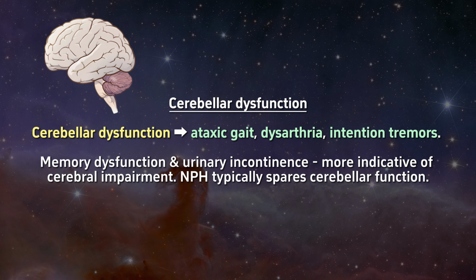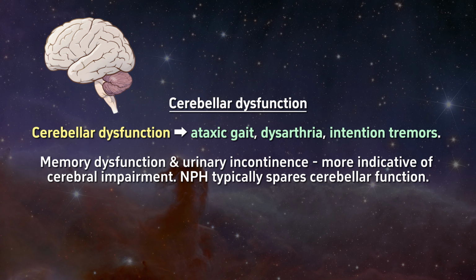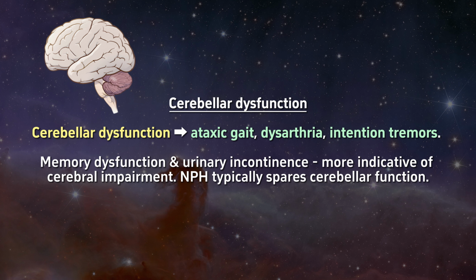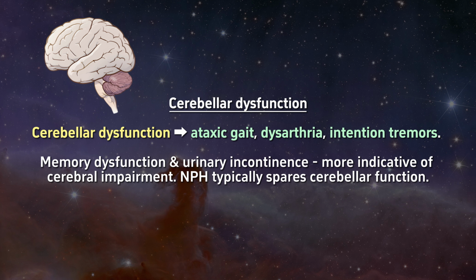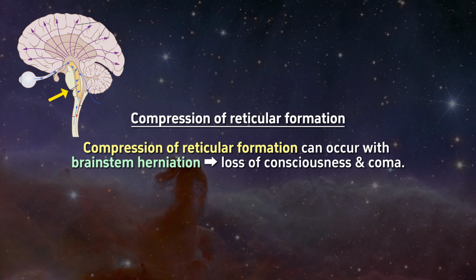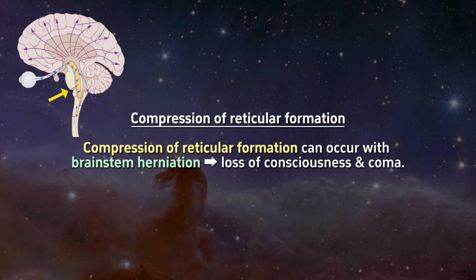Choice A. Cerebellar dysfunction can cause an ataxic gait, dysarthria, and intention tremors. Memory dysfunction and urinary incontinence are more indicative of cerebral impairment. Normal pressure hydrocephalus typically spares cerebellar function. Choice B. Compression of the reticular formation can occur with brainstem herniation, leading to loss of consciousness and coma.